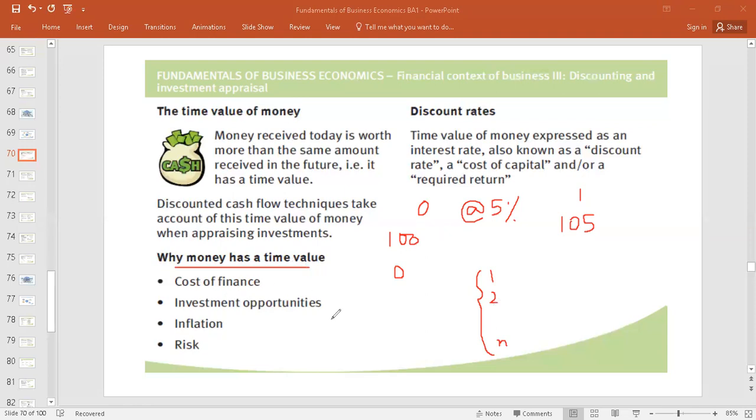Okay, so because of investment opportunities, because the prices keep rising because of inflation, as they move into the future, more amount has to be spent as against that. So because of inflation also, we see that the value of money reduces, because of the risk that is involved in any type of transaction that has to be taken up. So these are the reasons why money has a time value.